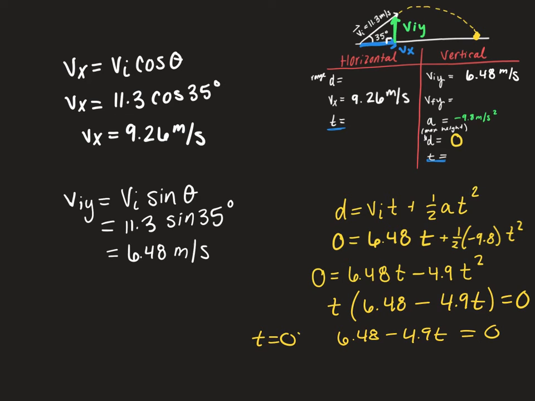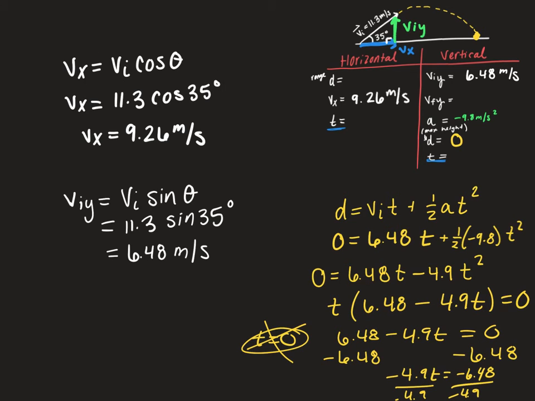The first one we don't really need to do anything with because we know that at time 0, the distance is 0. But we need to find the other time. So we subtract the 6.48 over, and then we get negative 4.9t is equal to negative 6.48. Then we divide by negative 4.9. What happened to the t's? It's still there, right here: negative 4.9t. And so that gives us 1.32 seconds.